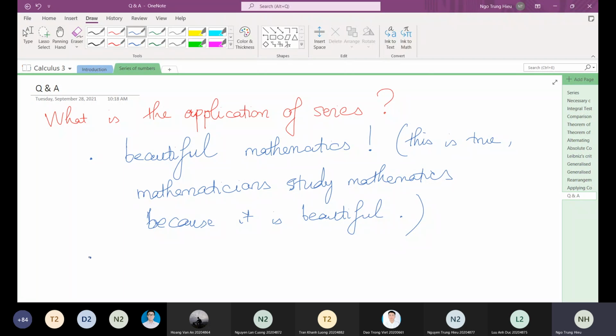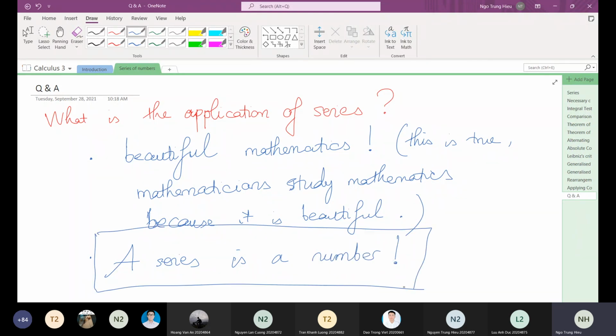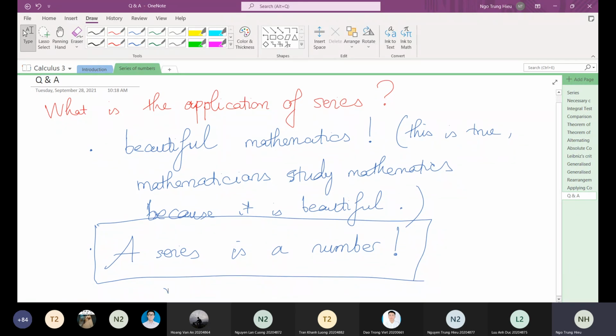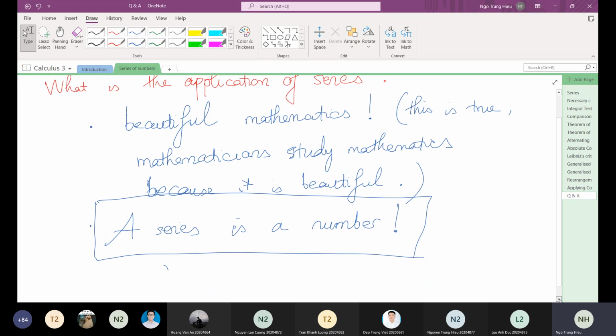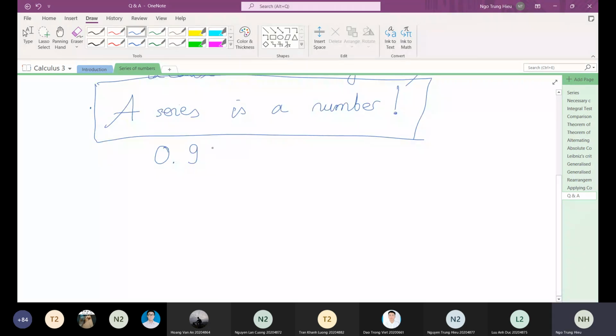The second answer is, later on you see that, first, you remember the dictum: a series is a number. This is very important. So you can represent a number as a series. You can think that it is interesting because you have identities like 0.9999... is actually equal to 1. You can use series to prove this.